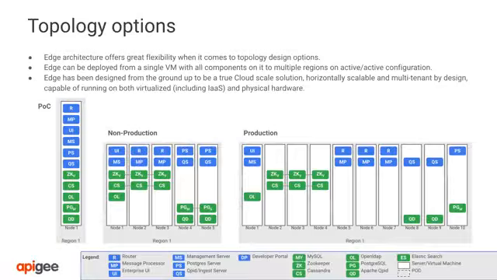Apogee Edge components can be arranged into multiple groupings we call topologies. These topologies range from a single machine to many machines in different data centers. The Apogee Edge architecture is horizontally scalable. This is true for all components.